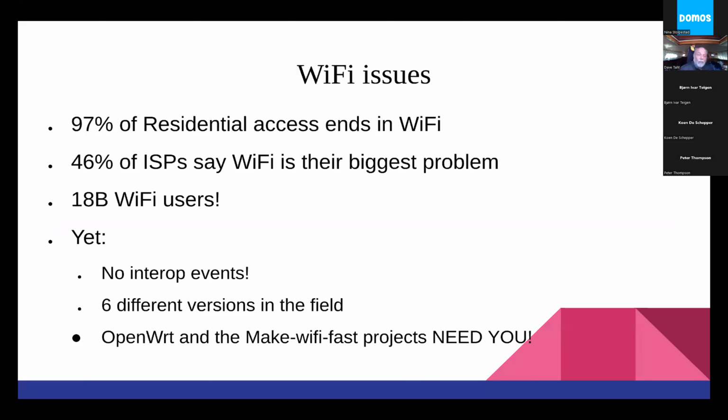Okay. The other problem we see in residential networks is that 97% of all residential access ends in Wi-Fi. Nearly all ISPs say that Wi-Fi is their biggest problem, and there are 18 billion Wi-Fi devices. Yet we don't have any interoperable events. There are 6 different versions in the field, and there are very few people investing directly into making Wi-Fi better for everybody, except it seems my project. We see a lot of activity now on Wi-Fi 7, which is great, but we have to interoperate with Wi-Fi 5, 6, 4, 3 in order to have our networks continue to scale properly in residences.